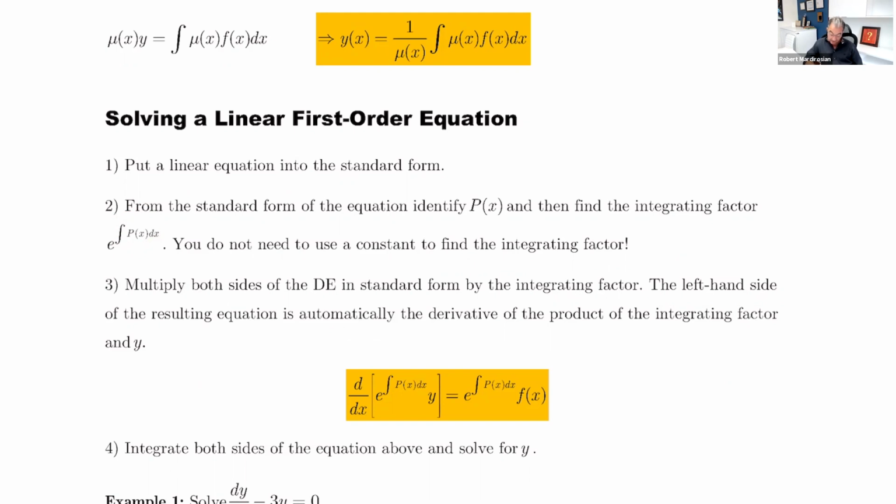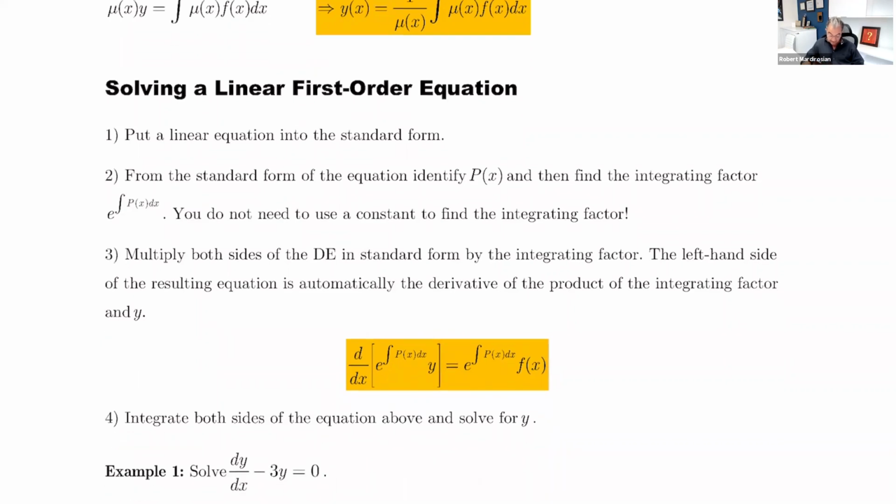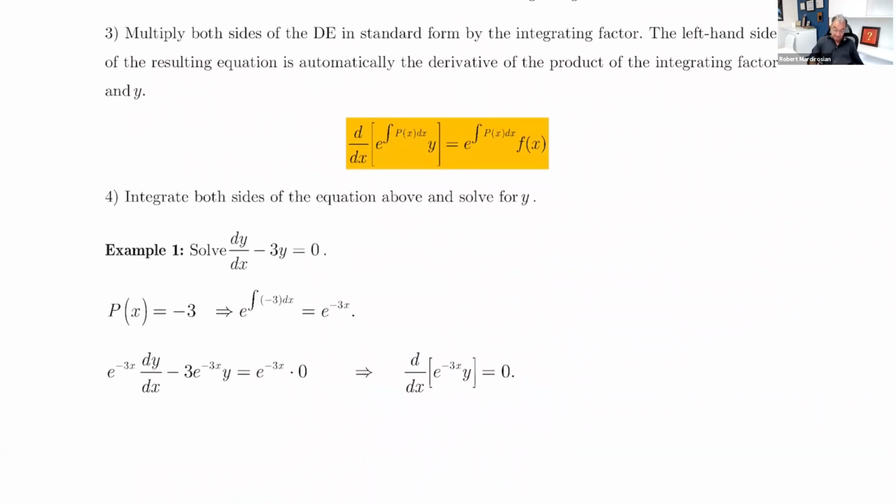So again, the derivative of that is just that, so e to the power of the integral of p of x dx times f of x. Integrate both sides and you can isolate y. This is an example that's going to make it much easier.